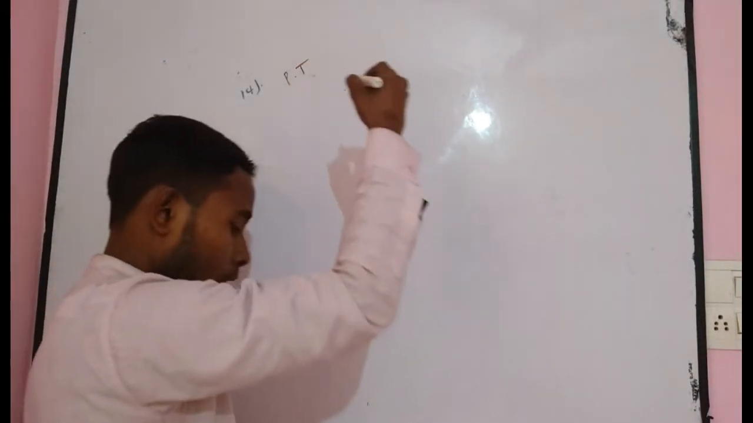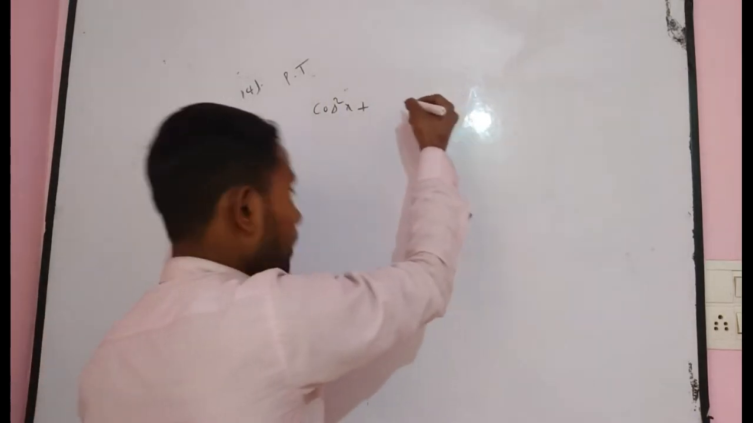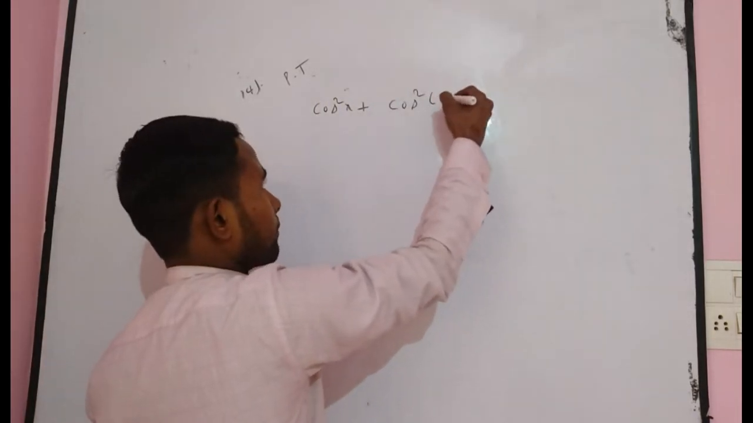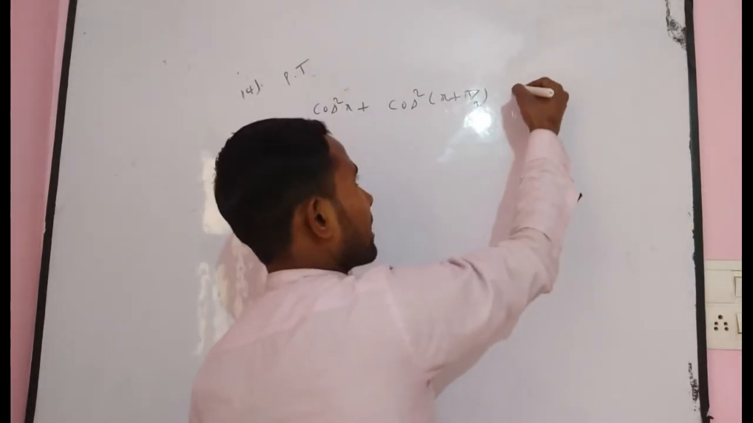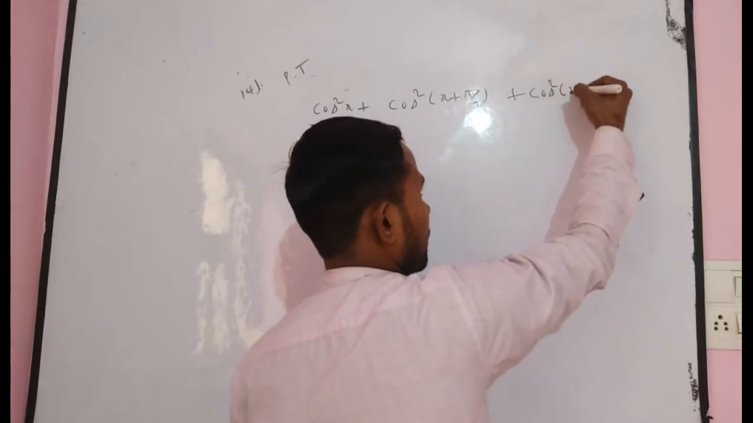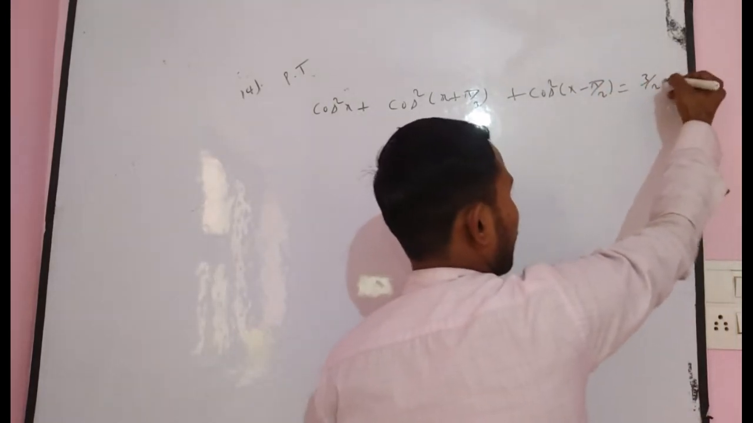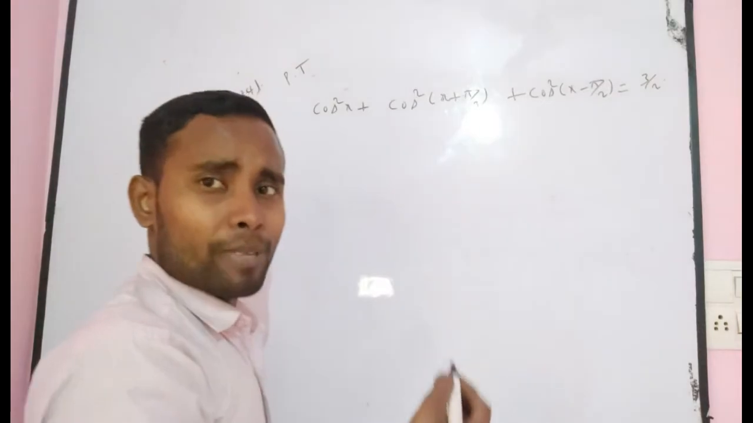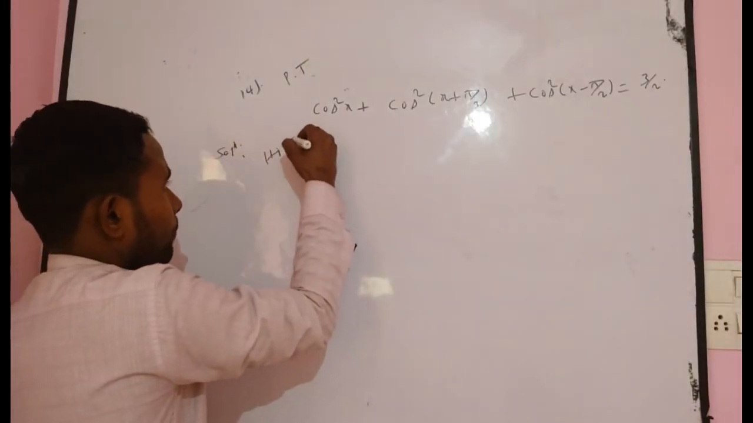Problem 14: prove that cos²x + cos²(x + π/3) + cos²(x − π/3) equals 3/2. Now, how can you solve it? It becomes very easy. I want to only give you a hint.